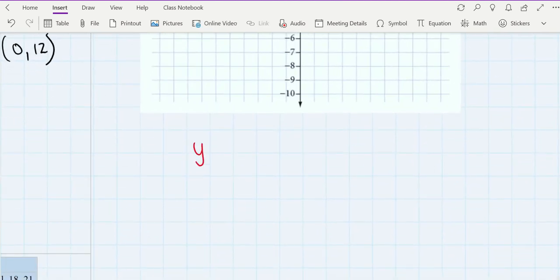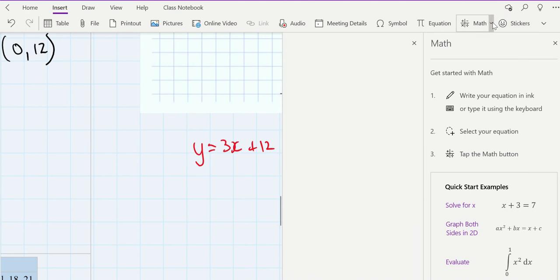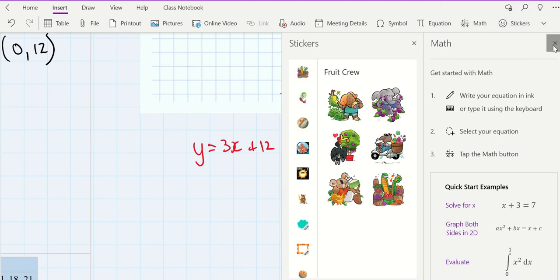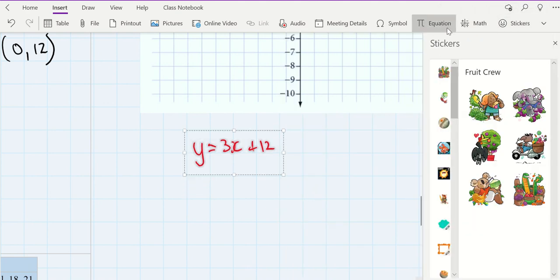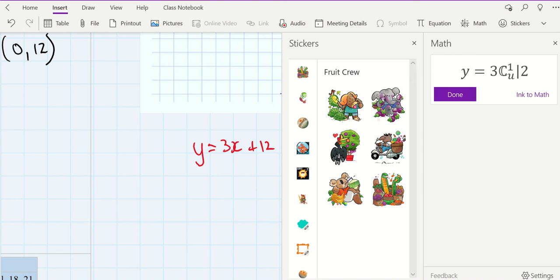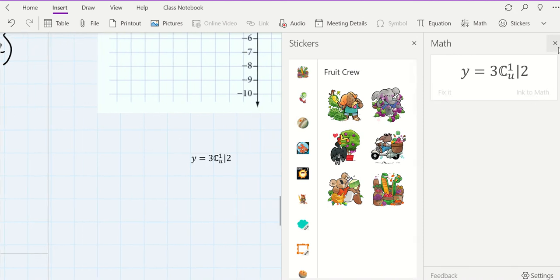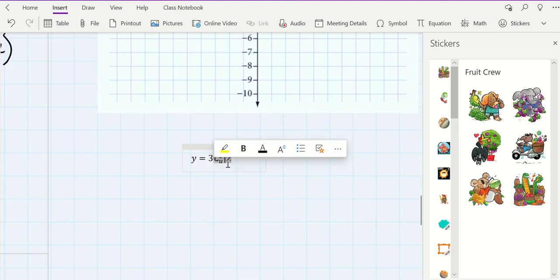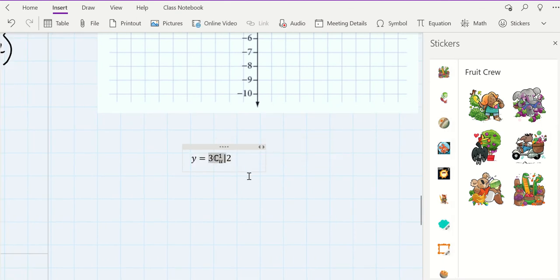So y equals 3x plus 12. So doing a bit of maths. Oh, be nice. What if I go like that and do maths? I need to fix this. How do I do that? Not nicely at all. Let's see if I can do it with 3x plus 12, and then we'll do the math button.